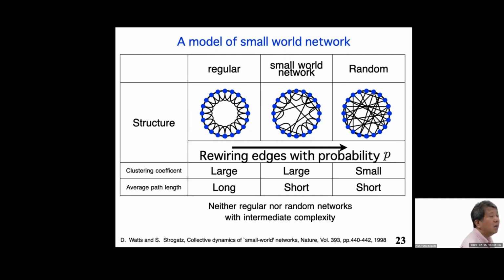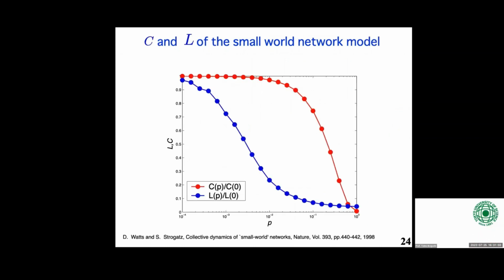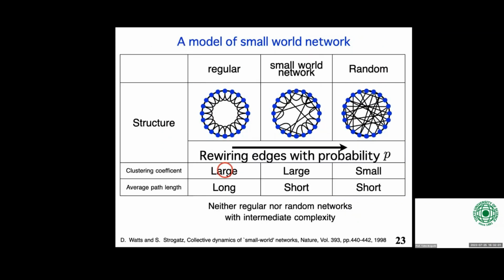When the rewiring probability P equals 0, the network is regular. In this case, the clustering coefficient is large, and the average path length is also long. On the other hand, when the rewiring probability is 1, it corresponds to a random network, in which the clustering coefficient is small and the average path length is small. Therefore, if the value of P is intermediate, a small world network with a large clustering coefficient and a small average path length can be realized.